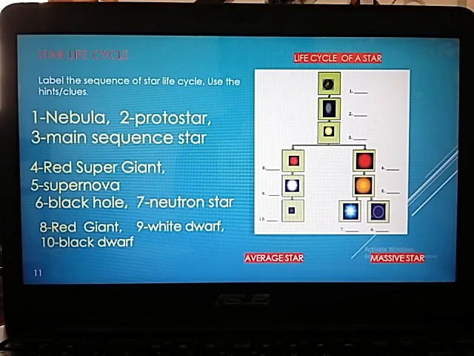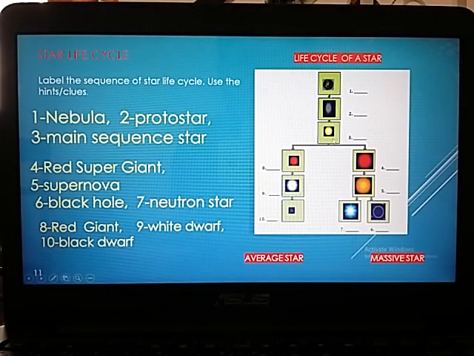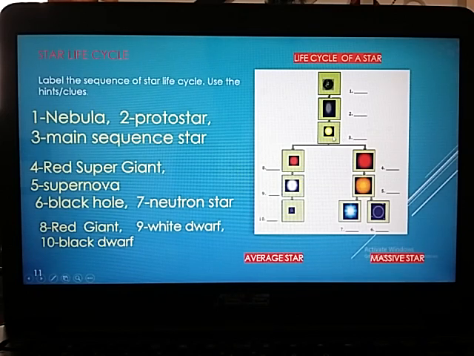Question: mamamatay ba ang sun? The answer is yes. Kailan? Pag naubos na ang fuel niya, na hindi na siya pwedeng magbigay ng light sa atin. Kailan ba mamamatay ang sun, which is considered the main sequence star? Matagal. According to research and according to our lesson, tatagal pa siya ng mga 4 to 5 billion years bago siya mamatay.